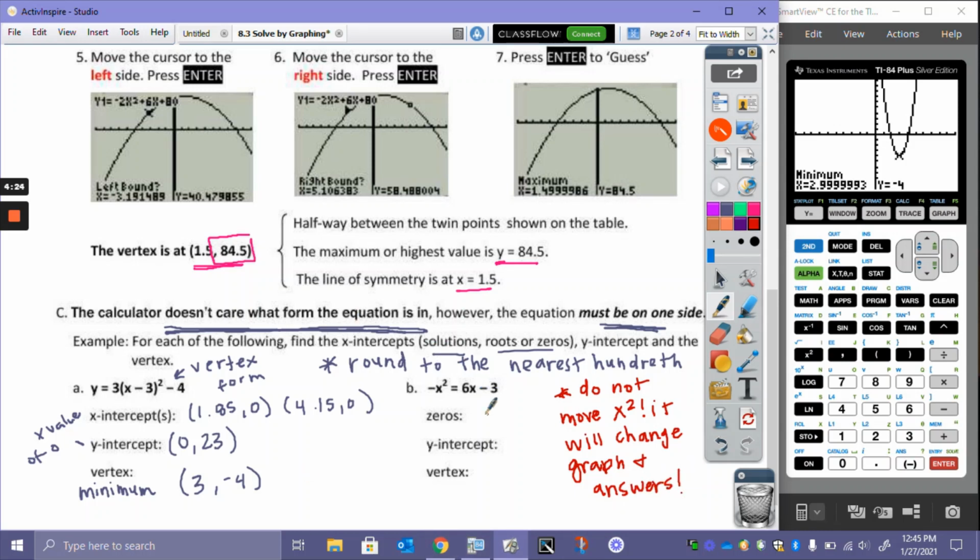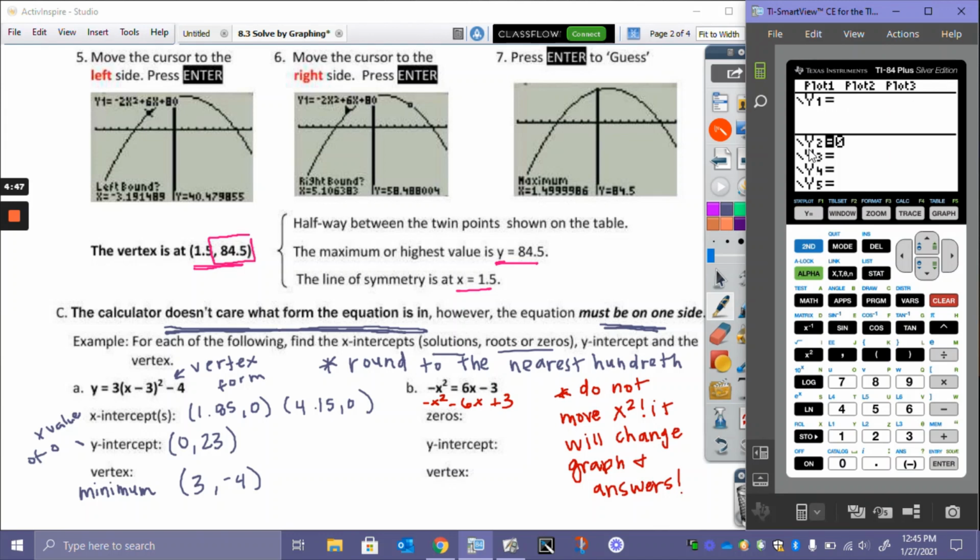But what we can do, since we can't move this -x squared, we can move our 6x and our -3. So then if we moved 6x, we would subtract it. So then we'd have -x squared minus 6x. And then to get rid of this -3, we would add it. So then we'd have +3. So now we have an equation that we can type into our calculator.